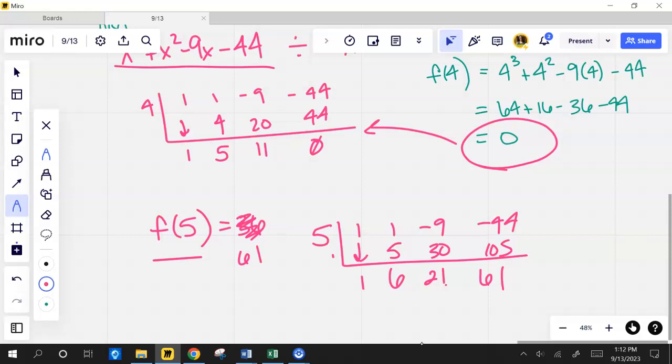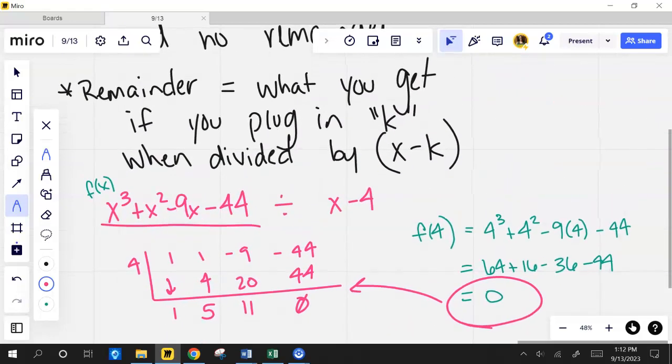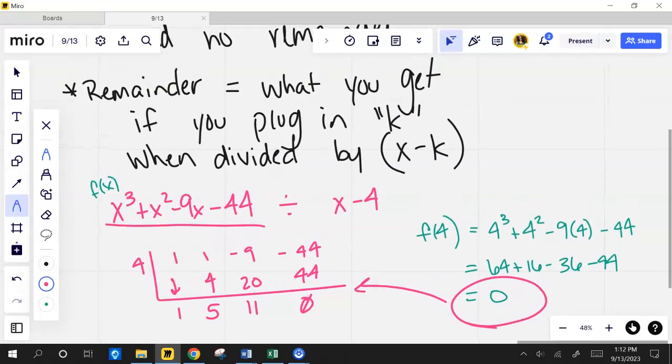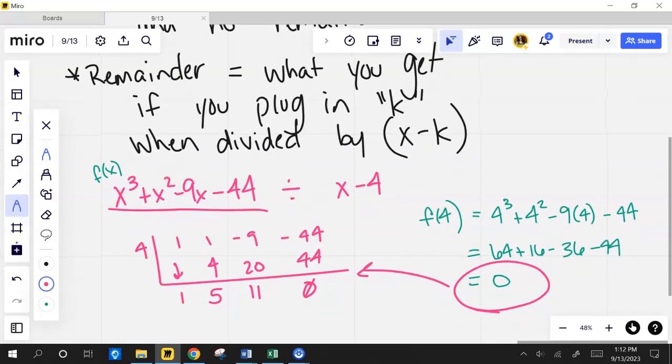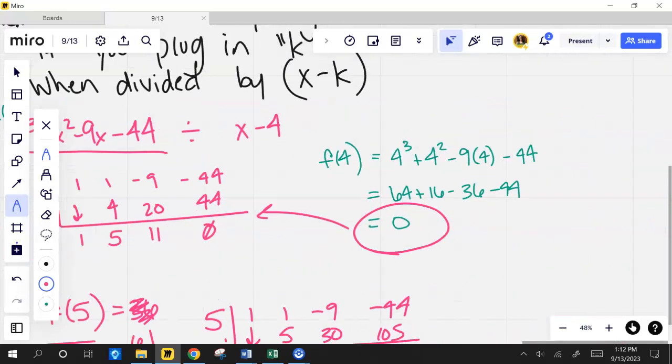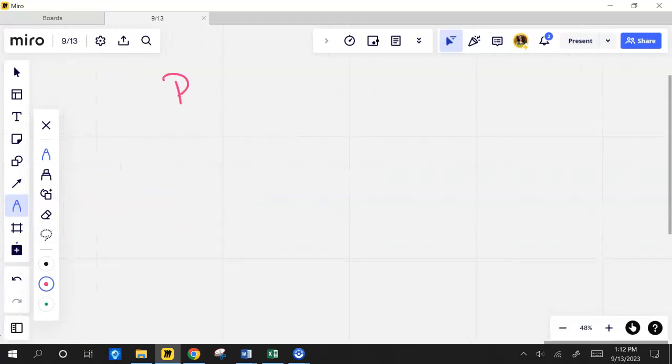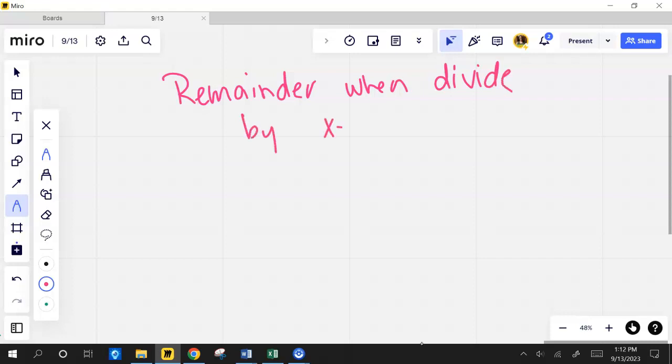Yes, so that's kind of what I wrote down here. The remainder is what you get when you plug k in. The remainder when you divide by x minus k is the same thing as if you do f of k.